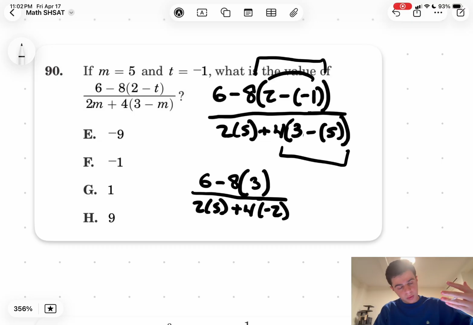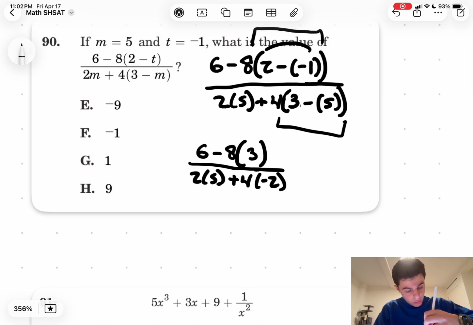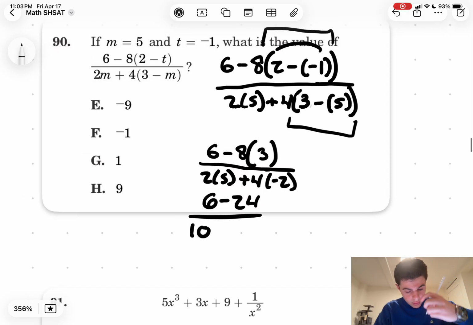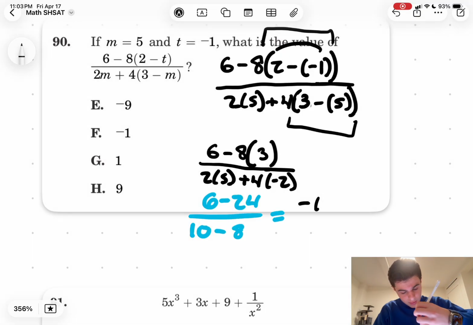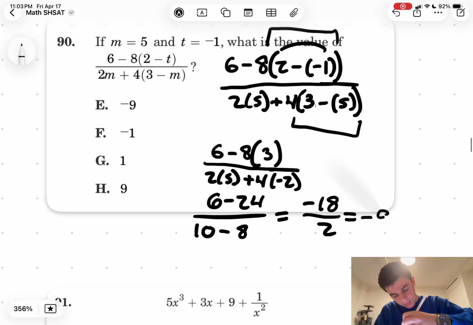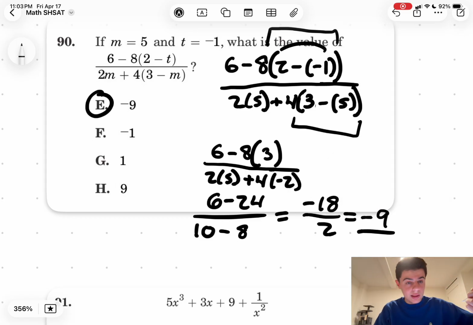So we've gotten rid of those big parentheses. Now we can keep simplifying. 8 times 3 is going to be 24, so we can go 6 minus 24 over 2 times 5 is going to be 10, right? And then plus 4 times negative 2, that's going to be minus 8, right? And now we can just subtract. So 6 minus 24 is going to be negative 18. 10 minus 8 is going to be 2. So now you can do negative 18 divided by 2, and that is going to be equal to negative 9, which is answer choice E.